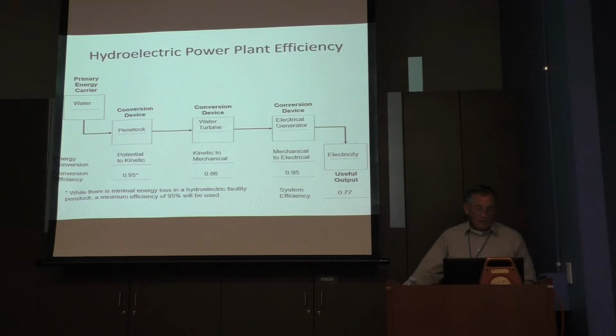Now, water turbine, I've used the 86% from that table. Turns out that for large modern water turbines, they can operate at mechanical efficiencies of greater than 90%. But again, I'm going to use the minimal number here for this calculation. And the electrical generator is the same as we've used for the fossil fuel plants and the nuclear plants, so that's 95% efficient. We multiply those numbers out, we find out that the efficiency of converting kinetic energy of water into electricity is about 77%.